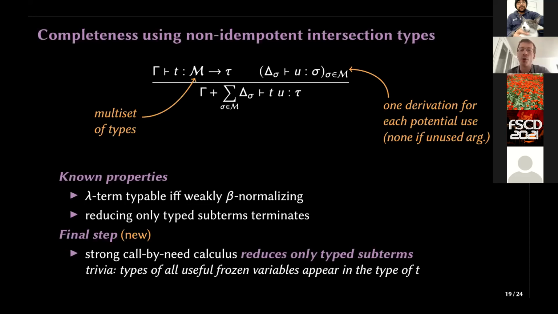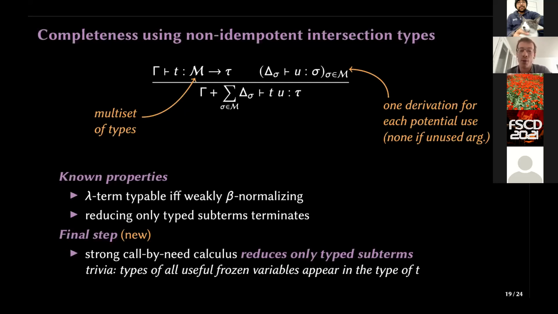So there are several known properties on these systems, and you can see works by Philippa Gardner, Daniel De Carvalho, Delia Kesner, and many, many others. And two properties that I'm interested in here are, first, that this type system characterizes weak normalization in the lambda calculus. And the second property is that if we reduce only typed subterms of a typed term, then termination is guaranteed. And so the final step we add here is that we prove that in our strong call by need calculus, our reduction rules allow reduction only of typed subterms of a typed term.